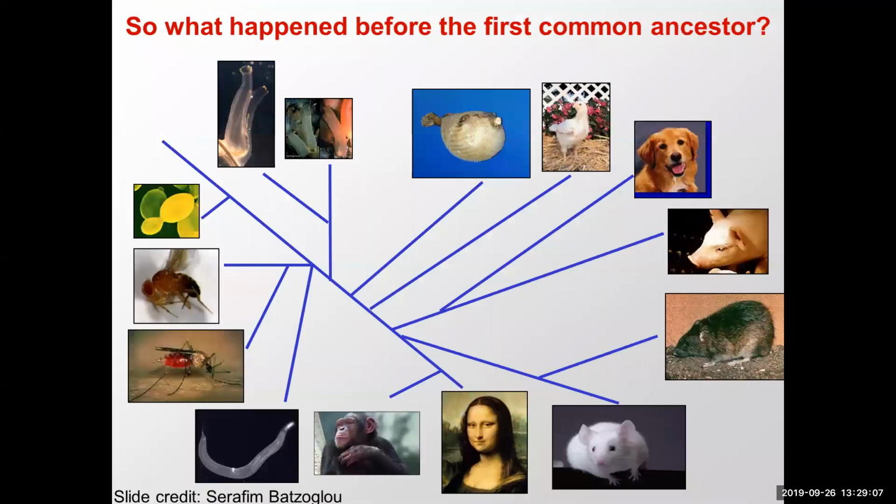Sounds good? So I showed you this slide in the first lecture, basically saying that pretty much every living thing on Earth today can be traced to some kind of common ancestor.